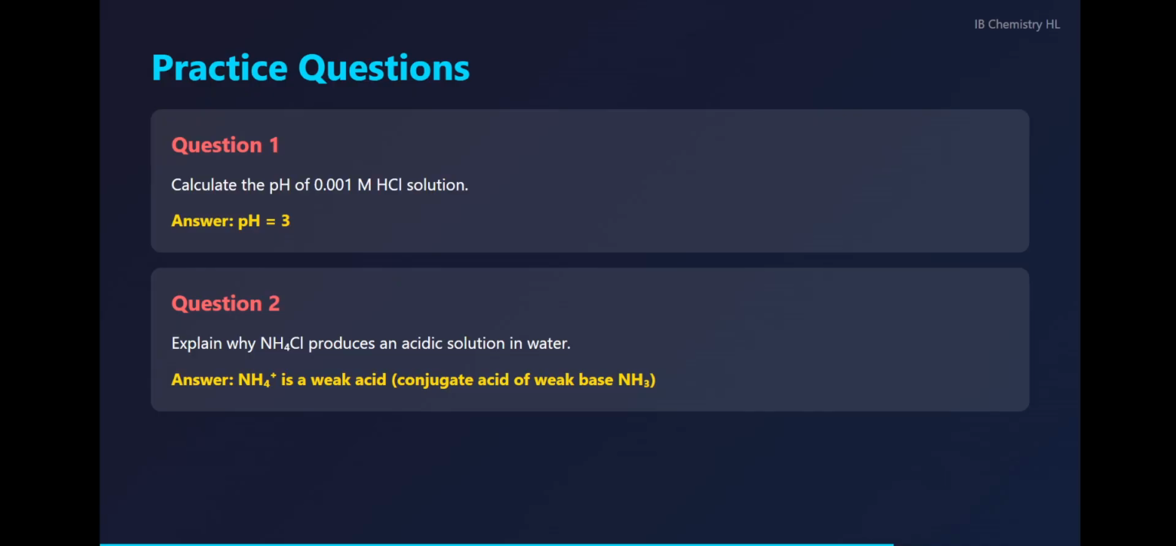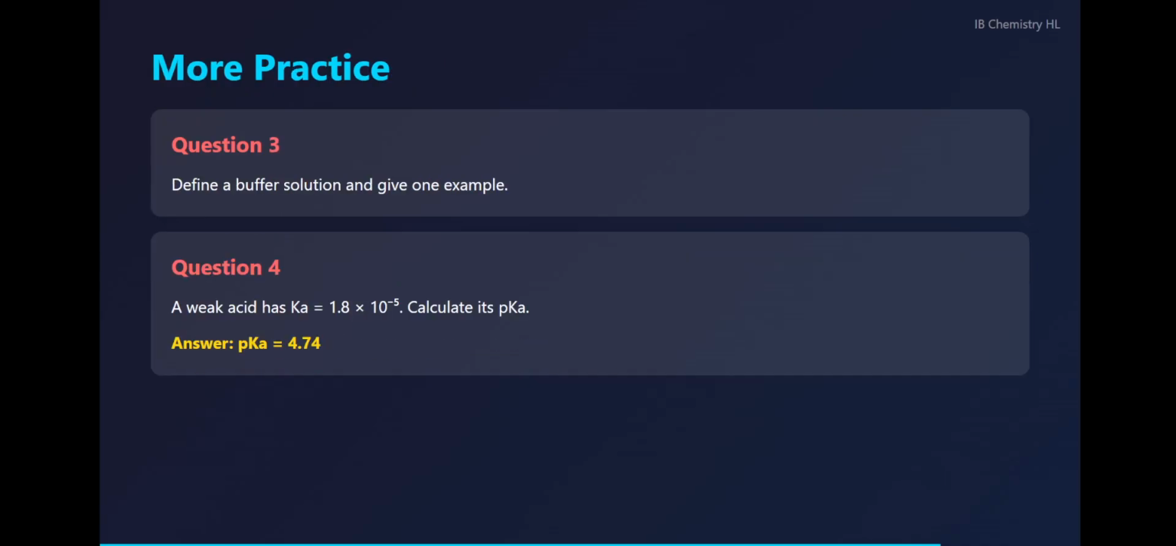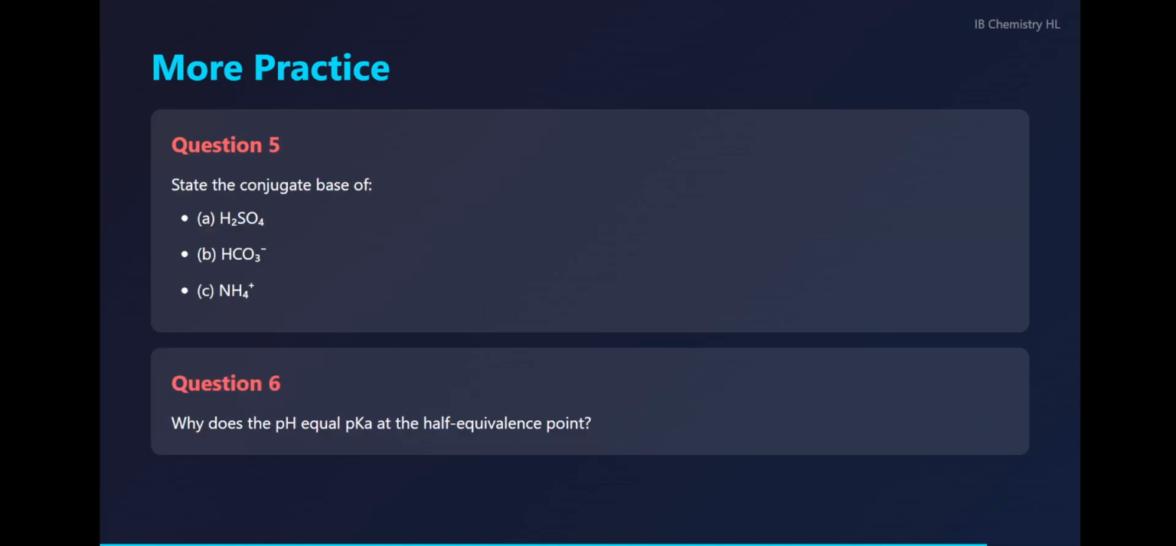Let's review with some practice questions. Question 1. Calculate the pH of 0.1 molar hydrochloric acid. Question 2. Explain why ammonium chloride produces an acidic solution when dissolved in water. Question 3. A weak acid has Ka equals 1.8 times 10 to the minus 5. Calculate its pKa. Question 4. Describe how a buffer maintains pH when small amounts of acid are added. These questions test the key concepts covered in this lesson.